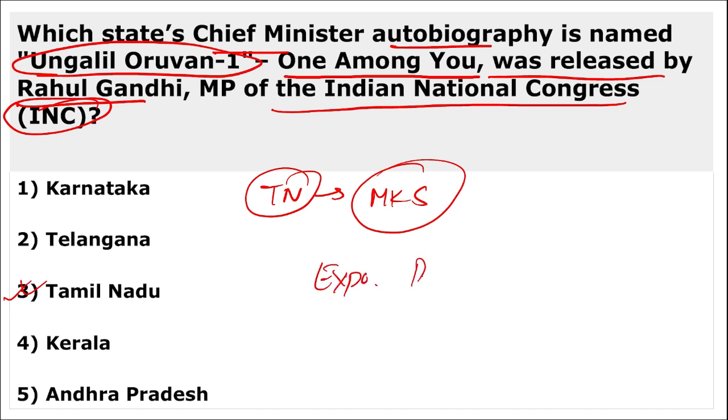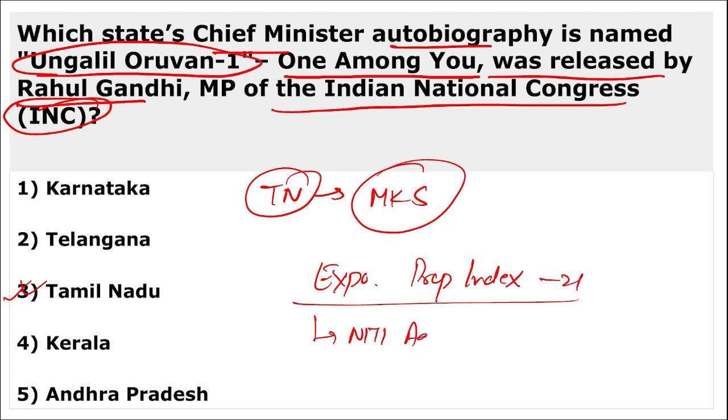Apart from this, if I ask you which state topped in the Export Preparedness Index for the year 2021, this was released by Niti Aayog. Which is the state that topped in this index? It is Gujarat that topped in this index.